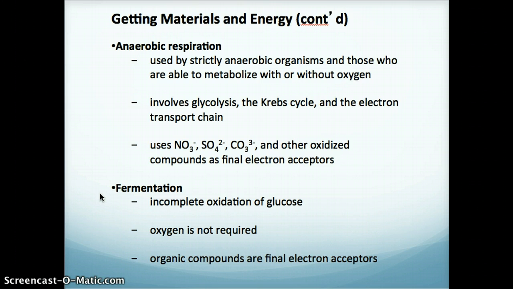And fermentation is the incomplete oxidation of glucose. Oxygen is not required for this, and organic compounds are final electron acceptors.